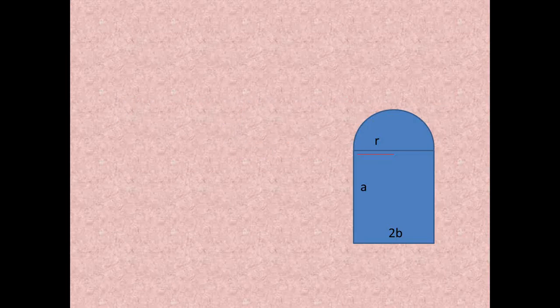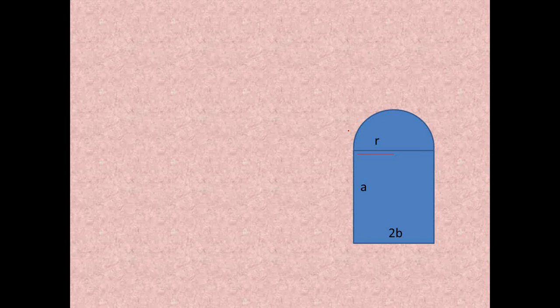Okay, changing the subject of a formula. This is our third lesson on the same topic. Now, let's begin. Look at this shape. What do you think could be the perimeter of this shape?